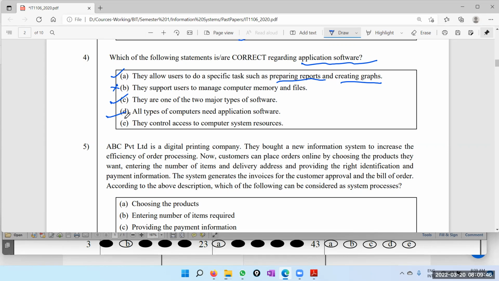I will take it: they control access to computer system resources. No, that is done by the operating system. Controlling the access to resources by application software is done by the operating system, so that is not application software.